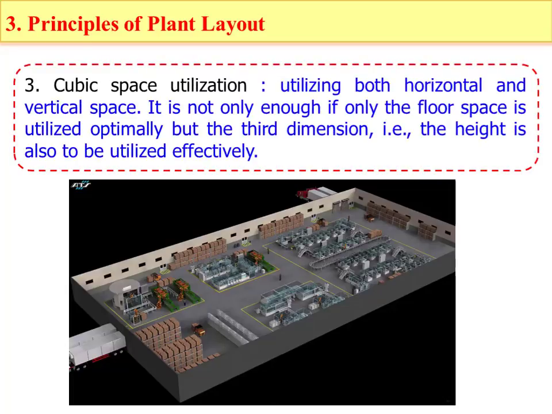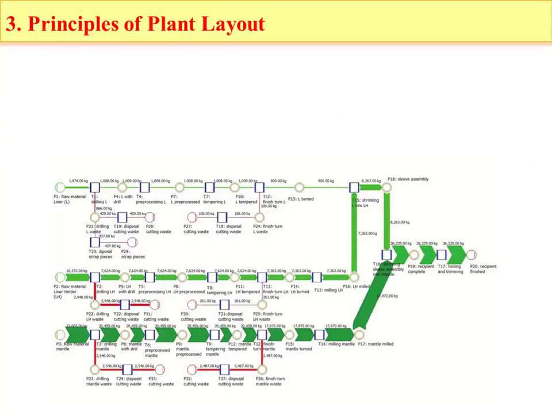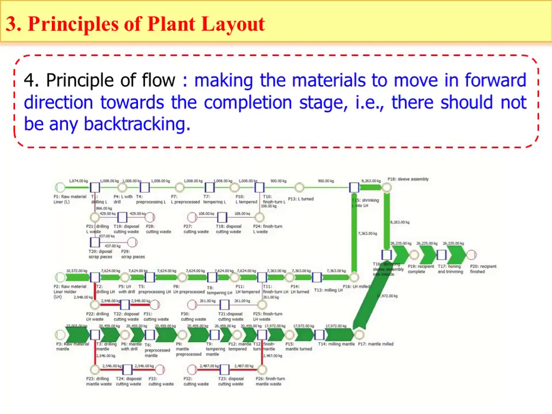Third, cubic space utilization. Utilizing both horizontal and vertical space. It is not enough if only the floor space is utilized optimally, but the third dimension, the height, is also to be utilized effectively. The fourth, the principle of flow. Making the material move in a forward direction toward the completion stage. There should not be any backtracking.